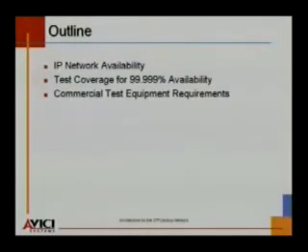Good afternoon. This actually isn't a routing test project at Avicii, but just a general call to the way core routers should be tested. As an outline, there's just three major areas. First, we're going to do a review of how to measure IP network availability, and then the test coverage to actually test to achieve 5 nines of availability, and then what we need the commercial test equipment vendors to do so we can actually do that testing.